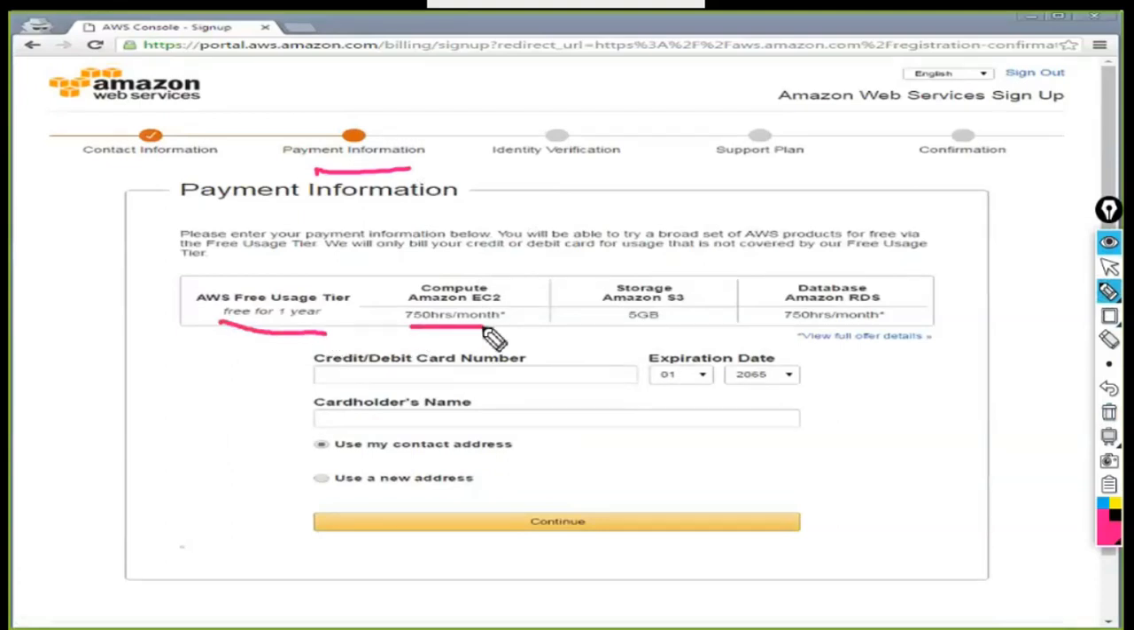Free for 1 year, 750 hours per month, EC2. You can run the EC2 instance for 750 hours per month. I don't think we will be consuming beyond that, right? This itself is too much. Simple Storage Service, S3, 5 GB. Database, Amazon RDS, 750 hours per month. We are not going to consume beyond that. You practice it, you delete it, then and there. Or even after one day, if you remember, oh my God, I didn't delete the service, you go and delete the service instantly. That's all you have to do.